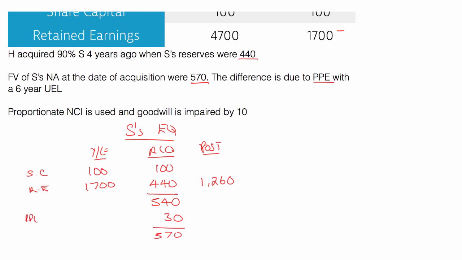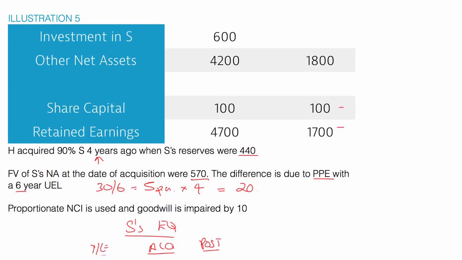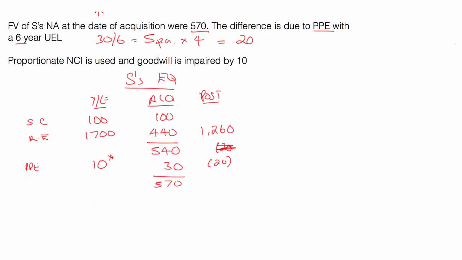PPE, so I need to depreciate that 30 over 6 years. 30 over 6 equals 5 per annum. I acquired it 4 years ago, so there would have been 4 years worth of depreciation. There would have been 20 depreciation so far, leaving me with 10 PPE, which I must go and put up, otherwise it will never balance. Put it into S's PPE. Add that down then, 1240. I'm doing this very quickly, so I hope it all works.